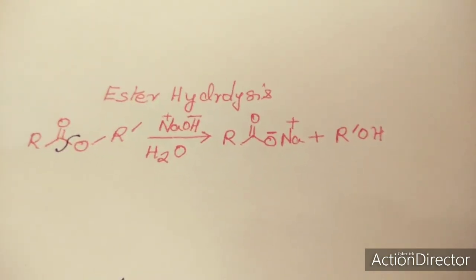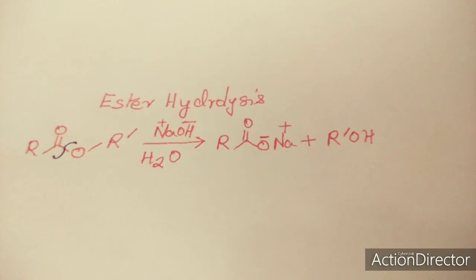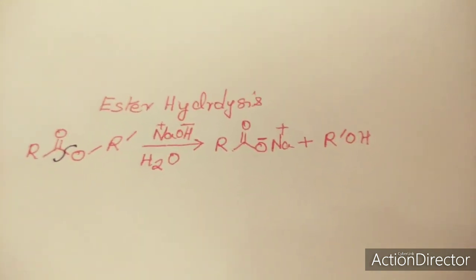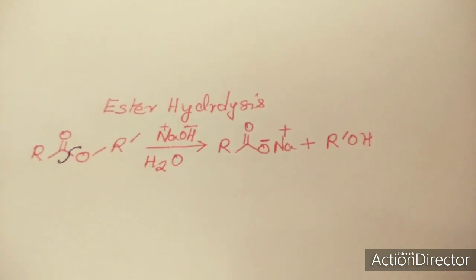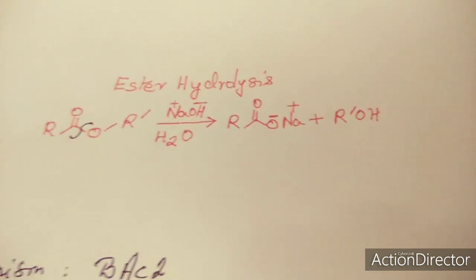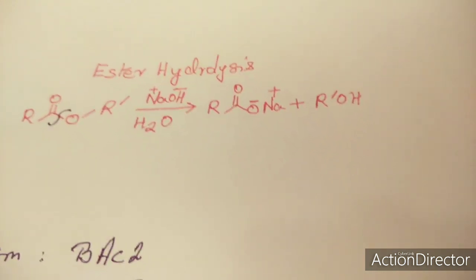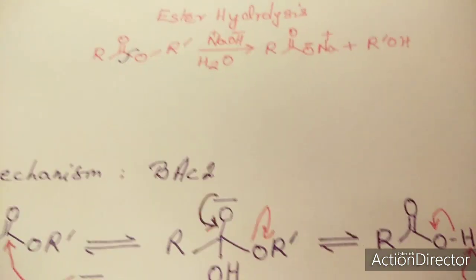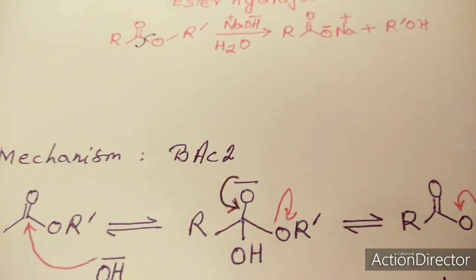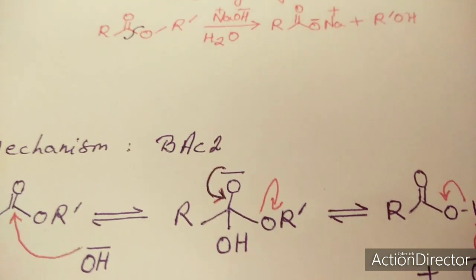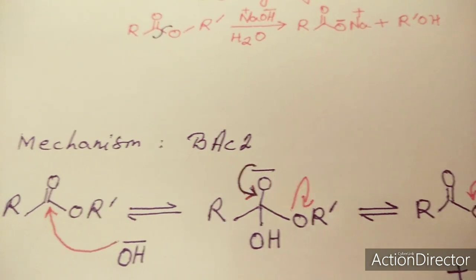Dear students, in this lecture we will be doing ester hydrolysis by using a base. In the last lecture we took up ester hydrolysis using an acid. Now, ester hydrolysis using a base proceeds by this simple mechanism, and the one which we will be doing is, of course, the most common. It is called BAC2, that is base catalyzed acyl oxygen fission of molecularity 2.